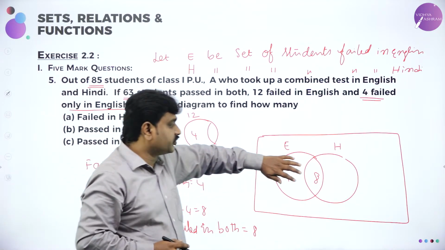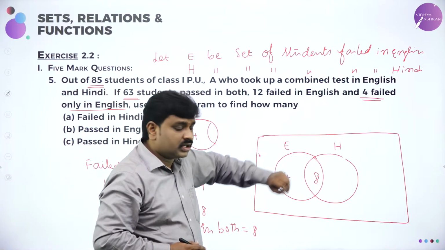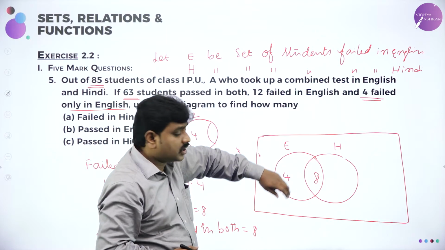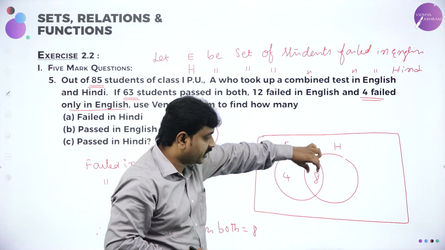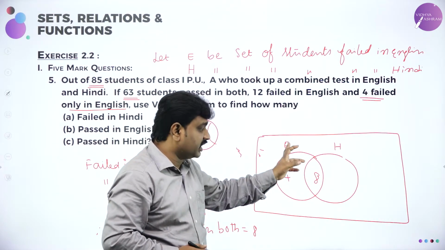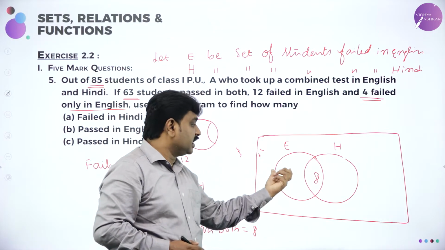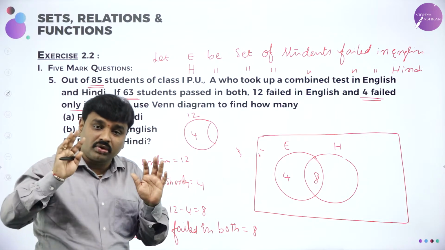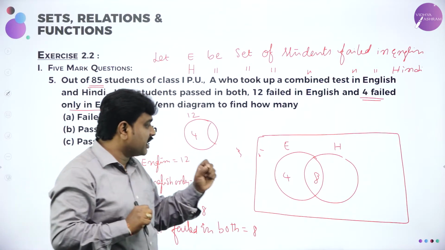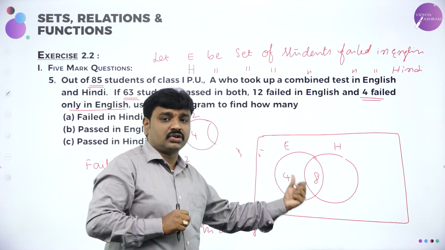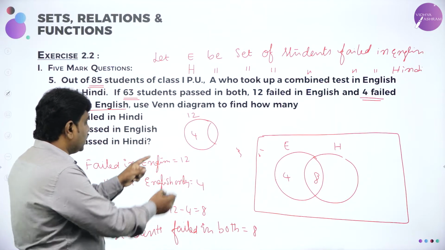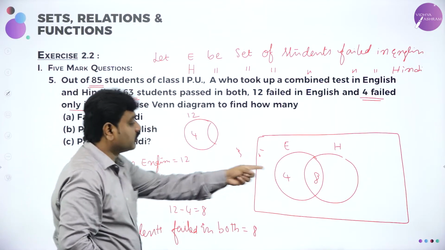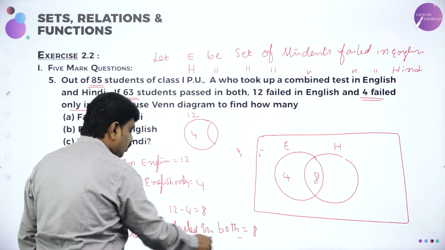The total number of students failed in English is 12, they give. In that, this part they gave 4. Out of 12, if I remove 4, I will have 8. These 8 not only failed in English, they also failed in Hindi, because English only is 4. Out of 12, English only is 4, and the remaining will be both. That is how I got it. English minus English only gives you both.